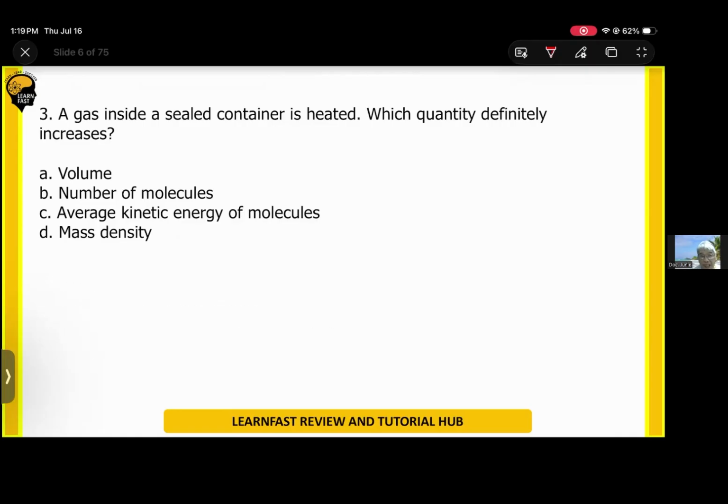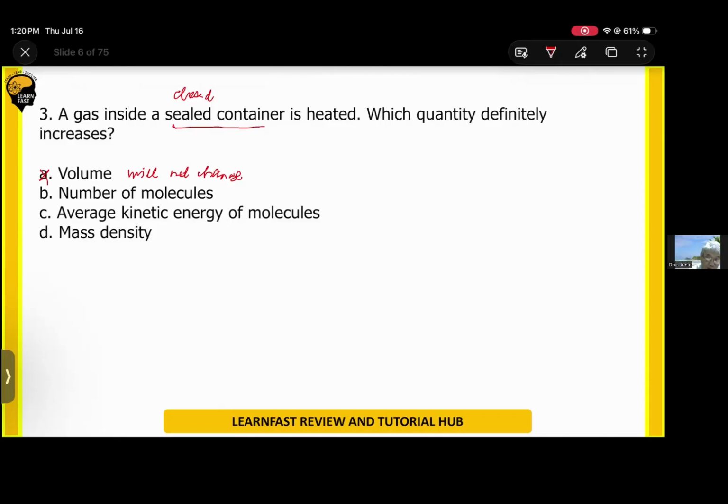So let's have number 3, a gas inside a sealed container. So it is a closed container. If it is a closed container, the volume will not change. And the question is, which quantity definitely increases? So A will not increase. The volume will not increase. It will be constant, because the container is closed or sealed.